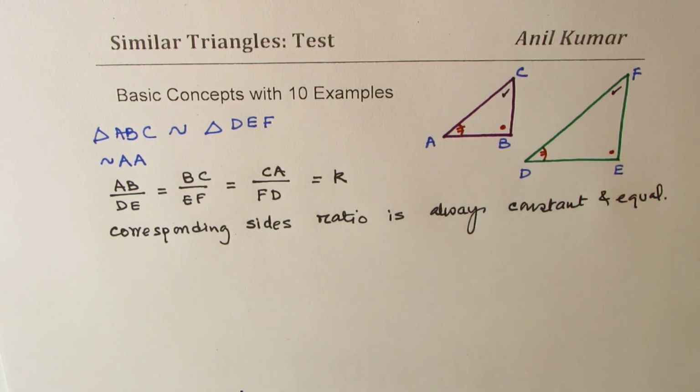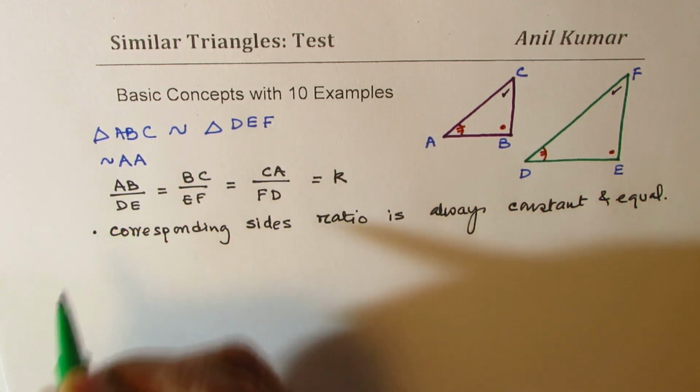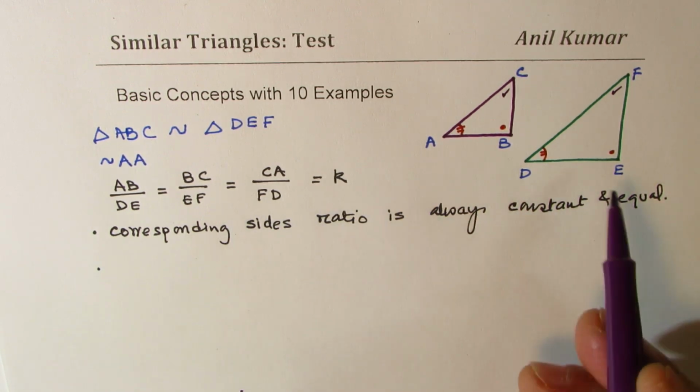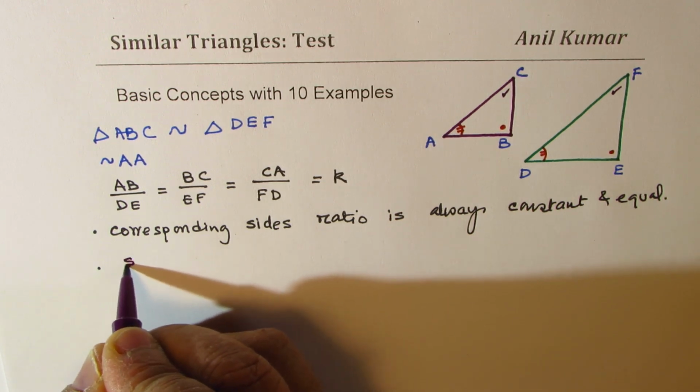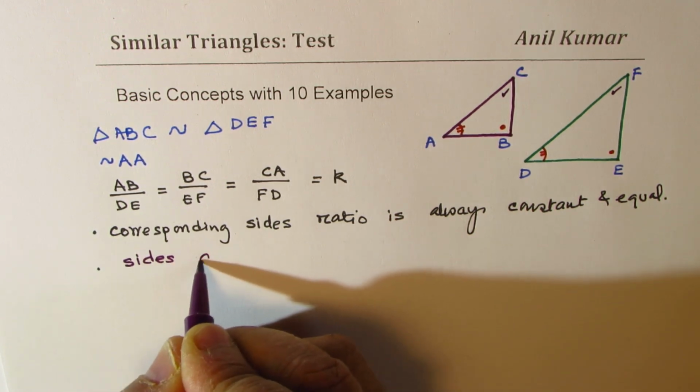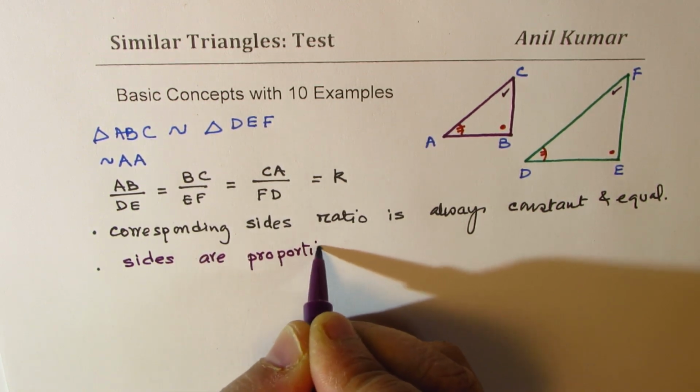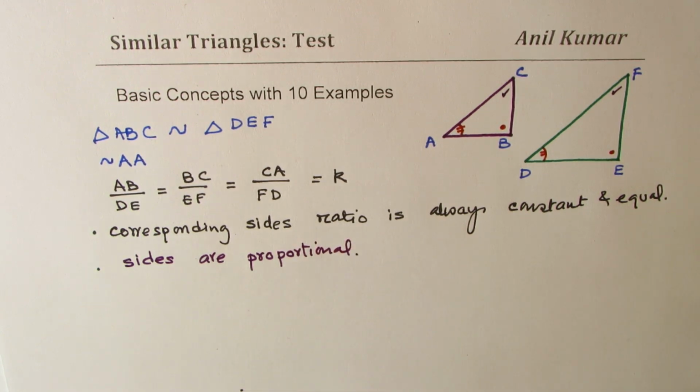Now, this particular property helps us to solve many given situations in real life also. We'll take a few examples. For example, by finding the shadow, we can find the height of the building. Now, a few other things which you may require to recall: sides are proportional. Right, this is one part.